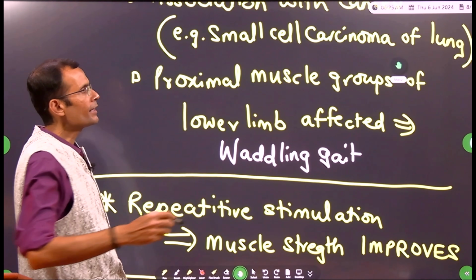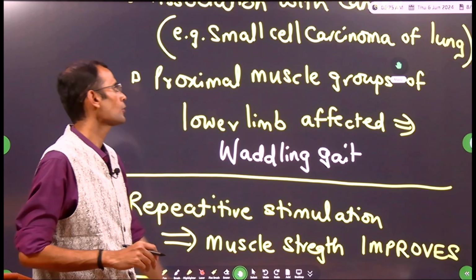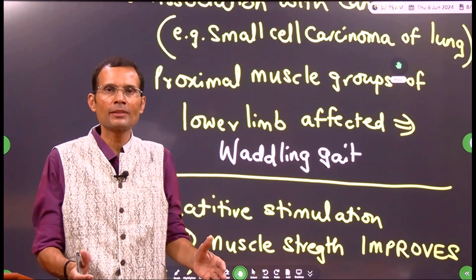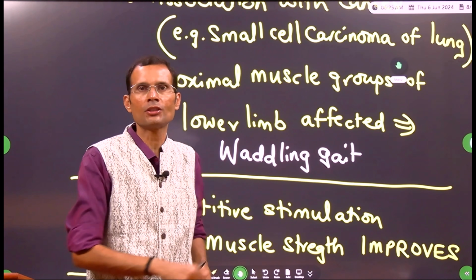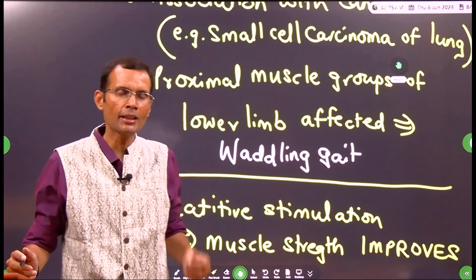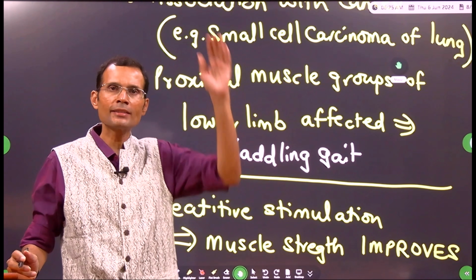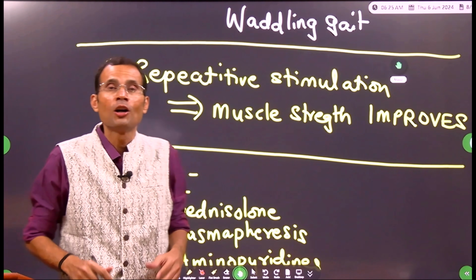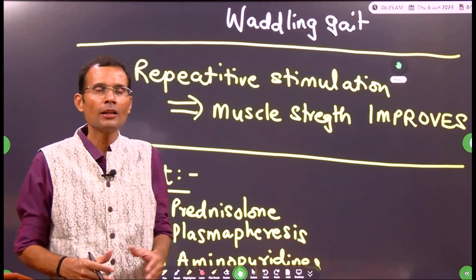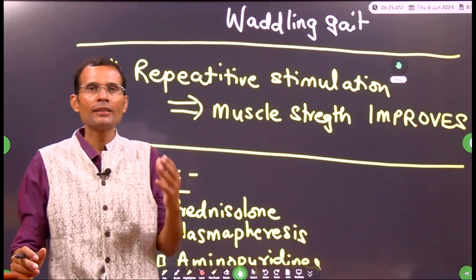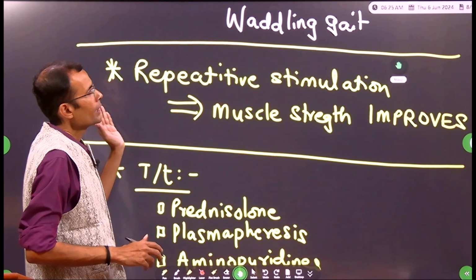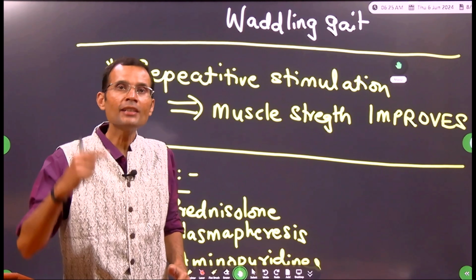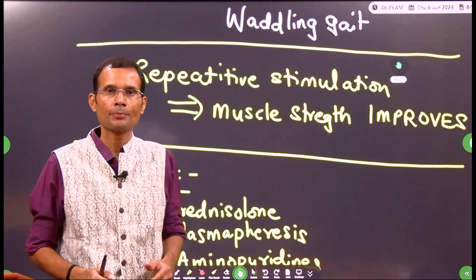Now the Lambert Eaton disease generally involves proximal muscle groups of the lower limbs, and because it involves those muscle groups, generally the patient presents with a waddling gait. The gait is disturbed. Apart from that, if the upper limb muscles are involved, then the patient might find difficulty in raising the arm. So these are the common symptoms of Lambert Eaton disease. Now, one thing that should be understood clearly, it's a distinguishing feature, that is, repetitive stimulation of the muscle would result in increased strength of that muscle contraction.